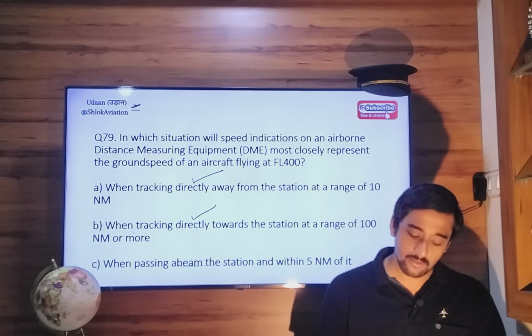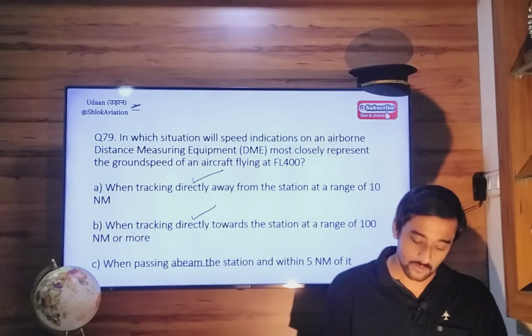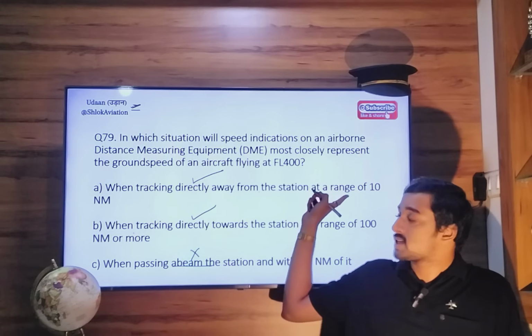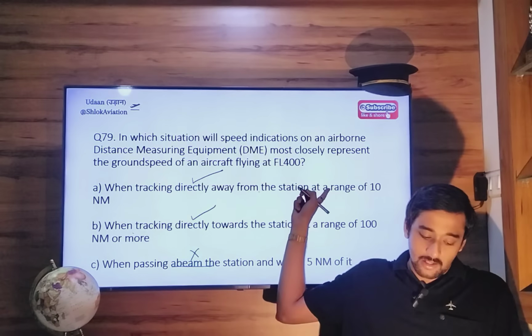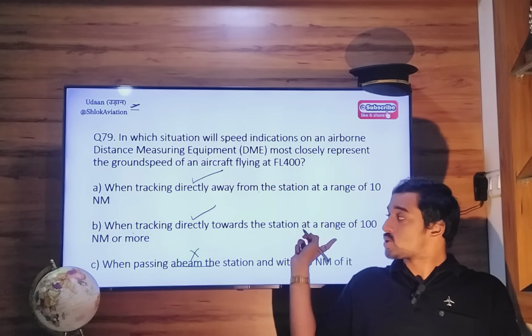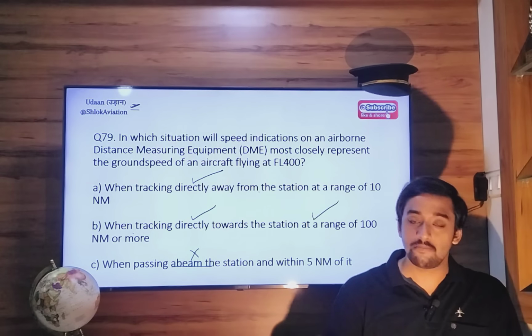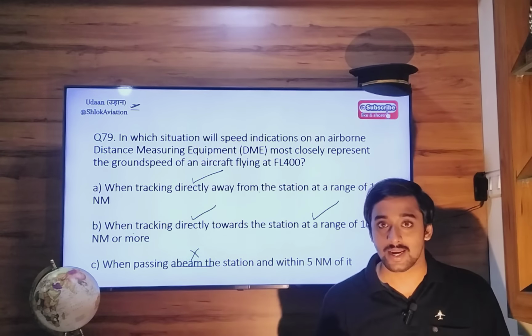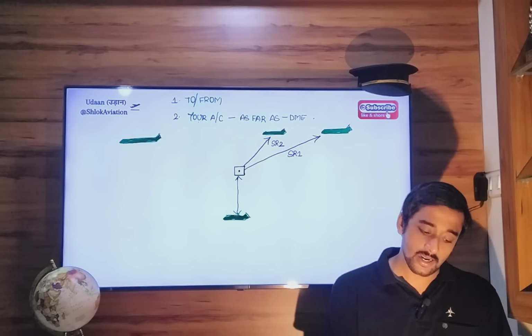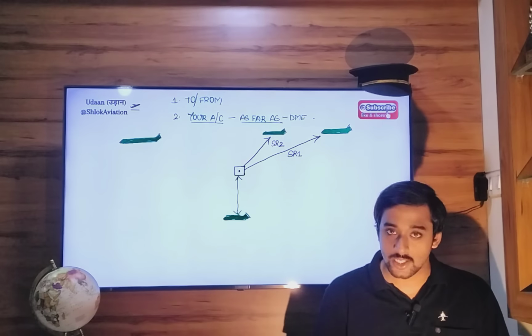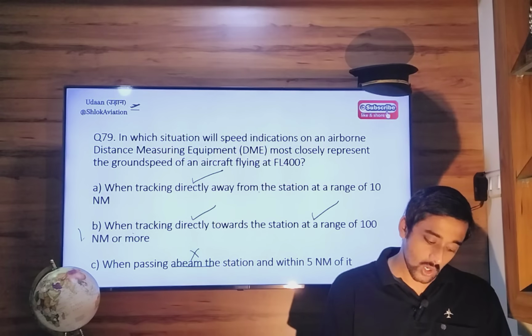Then passing abeam the station, parallel to the station, no. Now let's check the second part of these options: 10 miles and 100 miles. 100 nautical miles is more than 10 nautical miles, so this satisfies criterion number two as well: your aircraft must be as far as possible from the station. So the correct answer here is option Bravo.